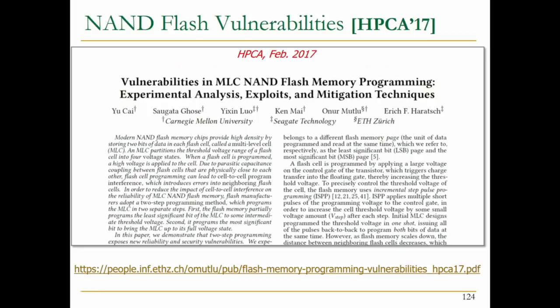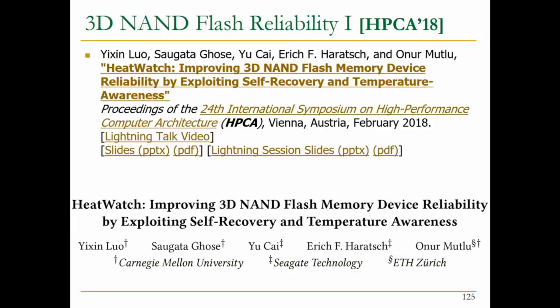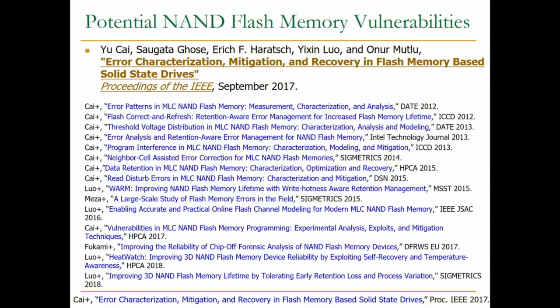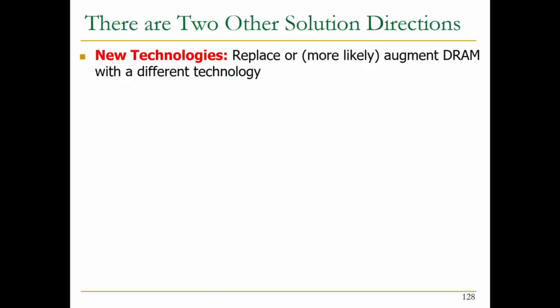I believe there are actually vulnerabilities in flash memory also. We've been exploring some of these that are similar. Read disturb is one example over there, but this is much harder to exploit because flash memory is much farther. It's not directly exposed to the programming model, basically, today. But there's a lot to do over there. Okay, I'm not going to cover this. I think there are two other solution directions that I will briefly talk about.